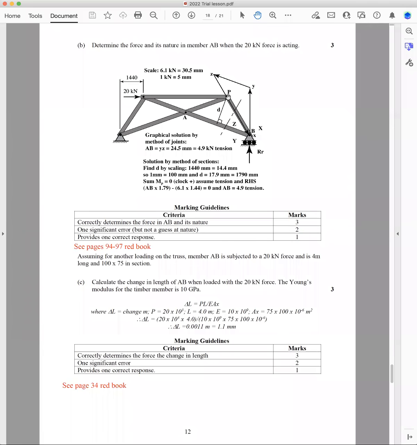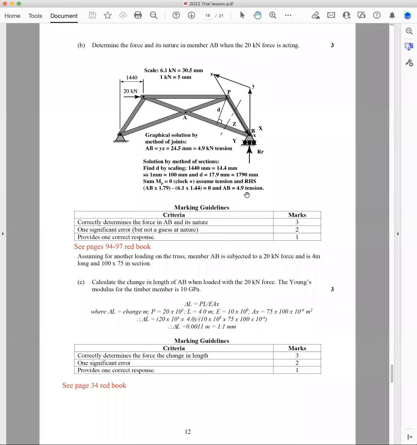Now, if I take moments about this point here, I've eliminated the force in there, and I can find the force there. So I say sum of the moments about P, clockwise positive, and I'm taking the right-hand section. And so I've got AB times 1.79, which is 1790. I'm not using millimeters, minus 6.1 times 1.44. So we've worked out 6.1 from the previous question. And so the perpendicular distance there is 1440, and it equals 0, so AB equals 4.9 tension.